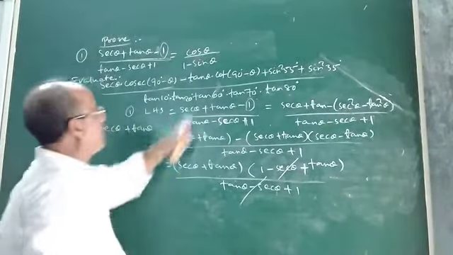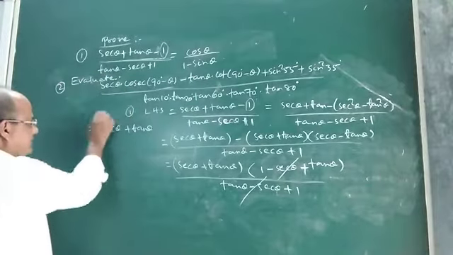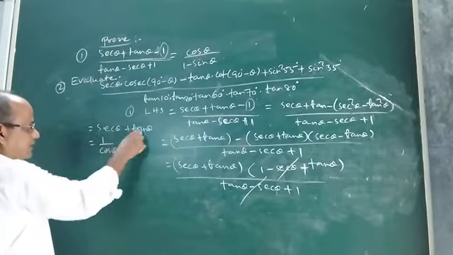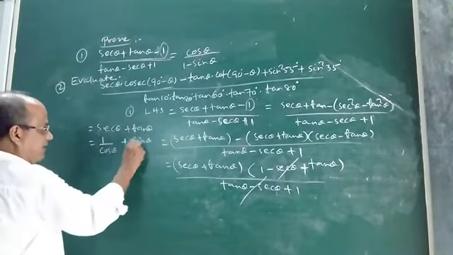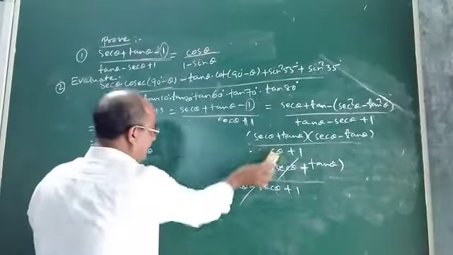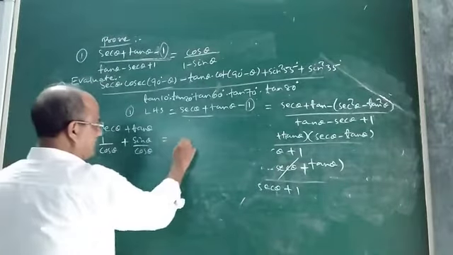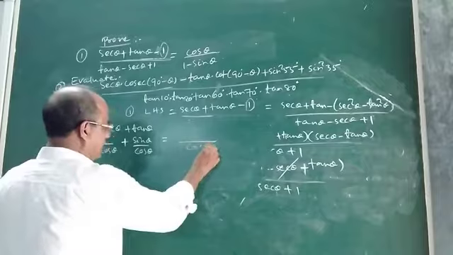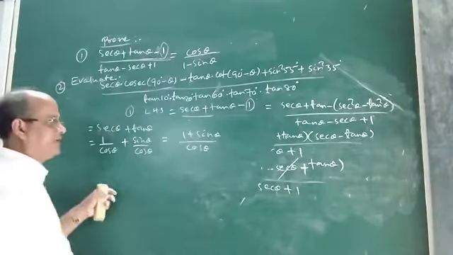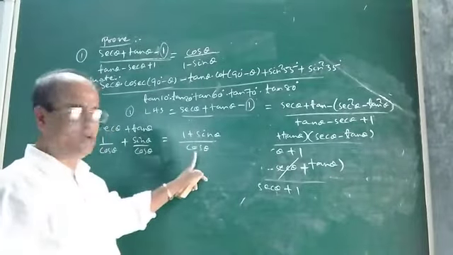Now, what is our aim? Our aim is to get cos theta by 1 minus sin theta. How to get it? See, sec theta is the reciprocal of cos theta, so take the reciprocal. Then tan theta is sin theta by cos theta. What is the next step? Take the LCM. The denominator will be cos theta and the numerator will be 1 plus sin theta.